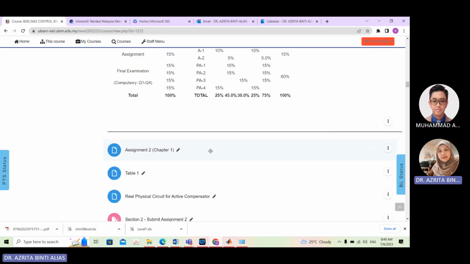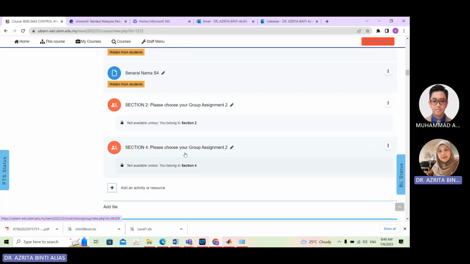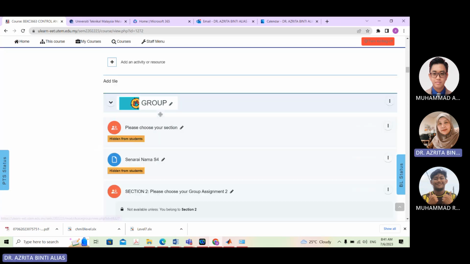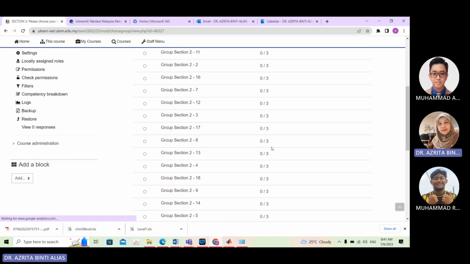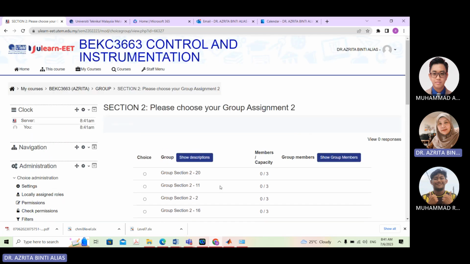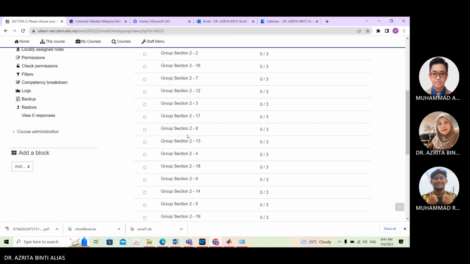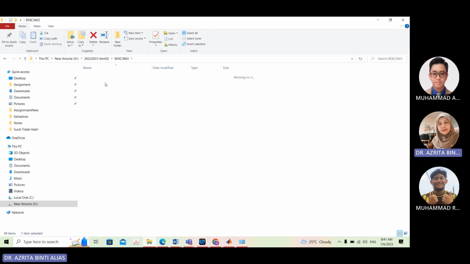Okay, for the group assessment, you need to choose your group. You can choose members that you are comfortable to work with. Here under group, section 2, please choose your group for the assignment. The maximum for one group is 3. So later on, please choose your members or your group. Okay. So if we look at the question of your assignment 2.